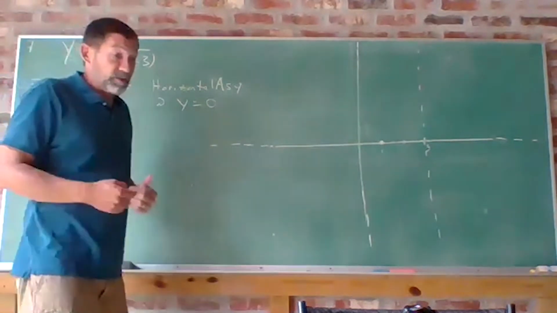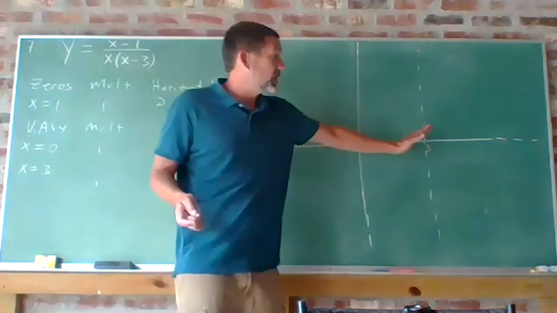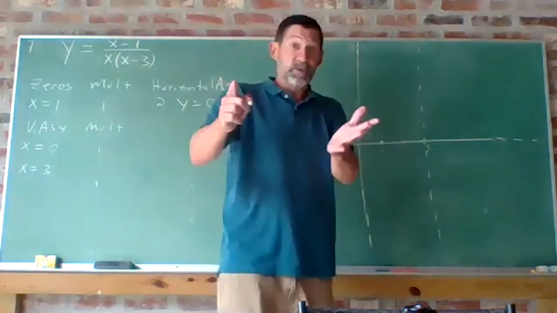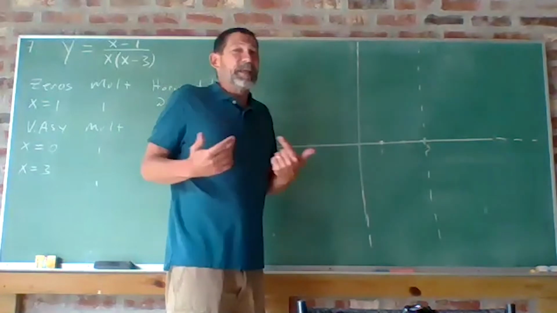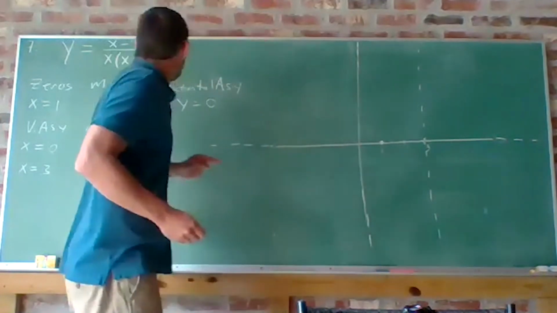So I ask you, what's your favorite number? You can choose anything you want. I'm going to choose a large number, something bigger than 3, so I can identify the end behavior. What's your favorite number bigger than 3? 100. Why am I choosing 100? Because I don't care what the y value is. I just care if it's positive or negative. So go with me on this.